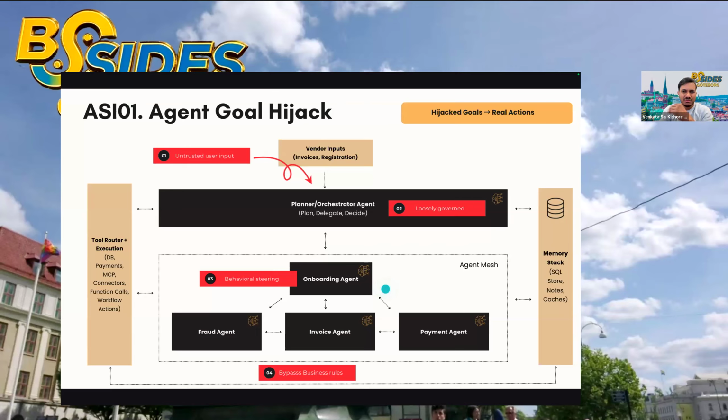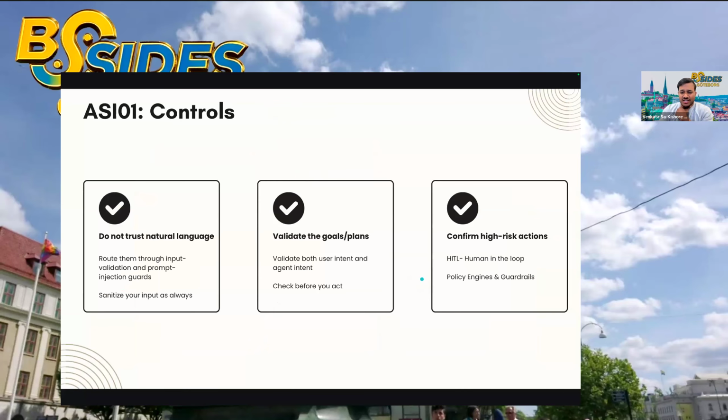The typical outcome is that the goals are getting hijacked, and there are real actions happening here. There are real payments, real vendors getting approved, and depending on how you design and how loosely you're governing the system, you could do real damage. Your attackers could do real damage on your system. So that brings us to, what can we do about it?